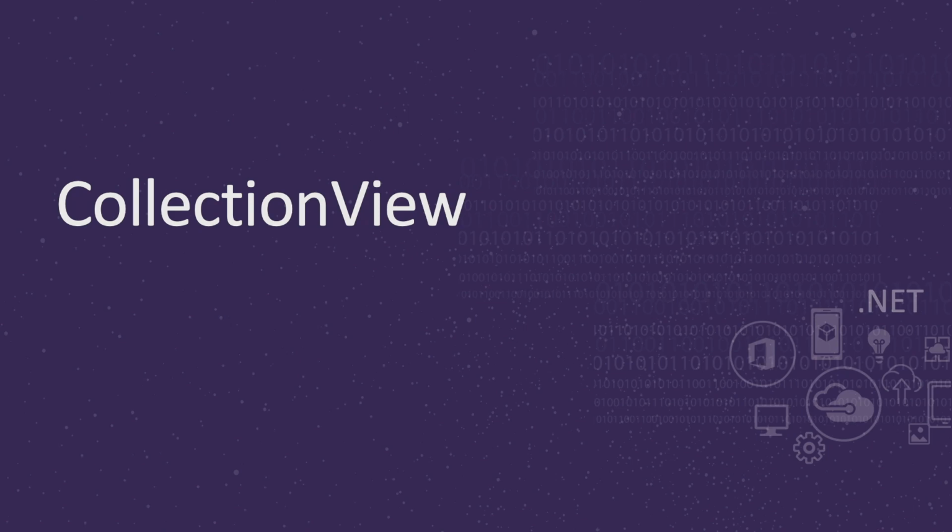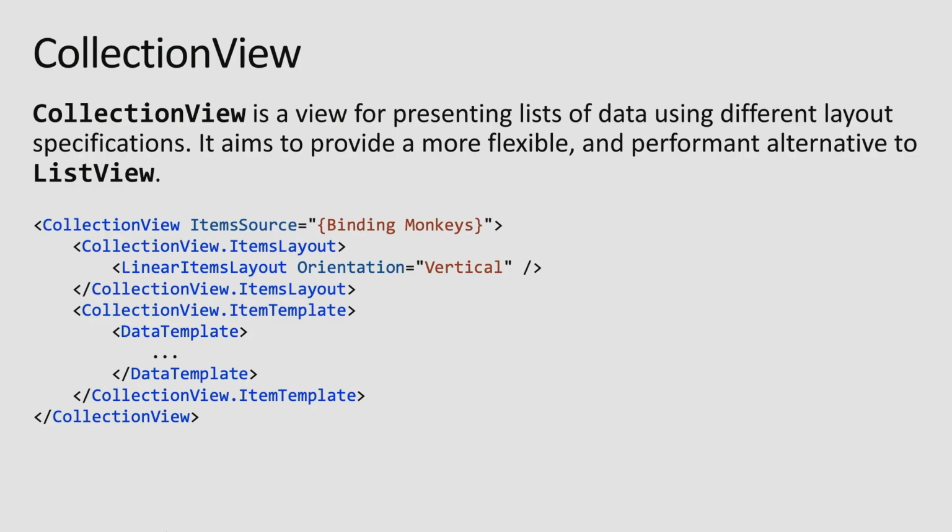But yeah, there have been some things with the list view that could be improved. So that's why we came up with the collection view, and we've taken all the learnings from the list view and put that into this new control. And you can use this to show all kinds of data in different layouts. You have more flexibility, and most of all, it's more performant than ever before.